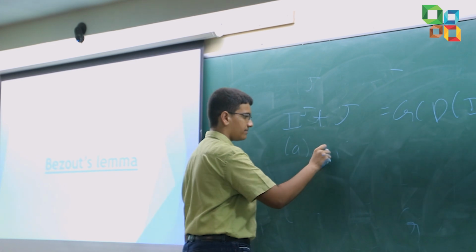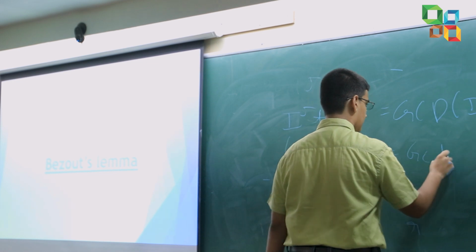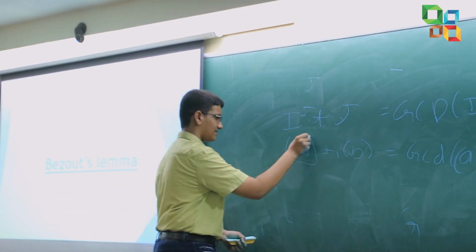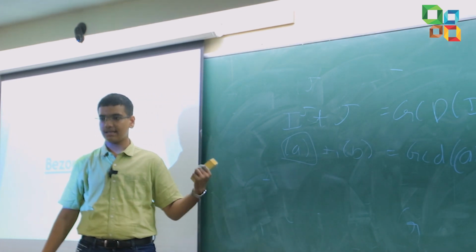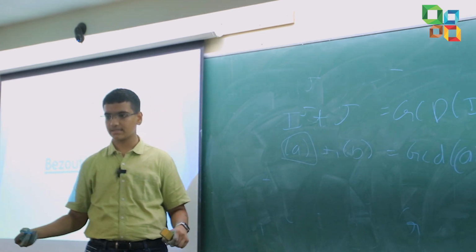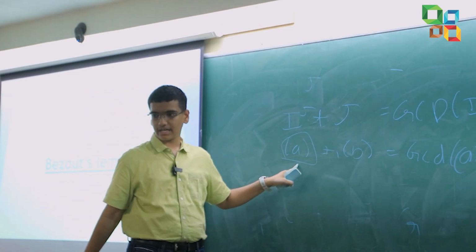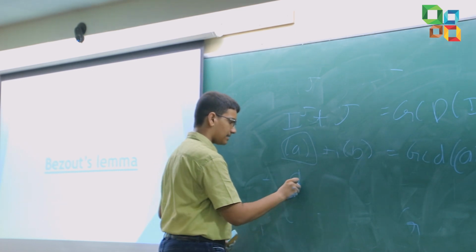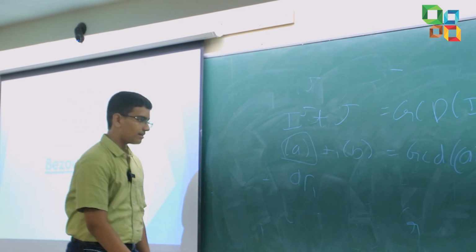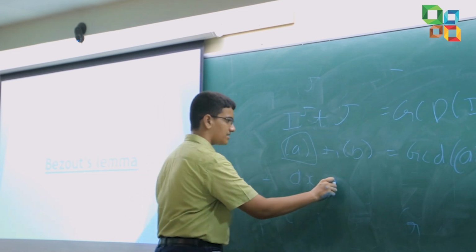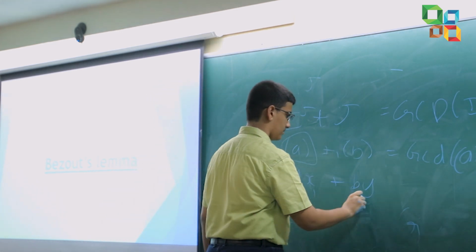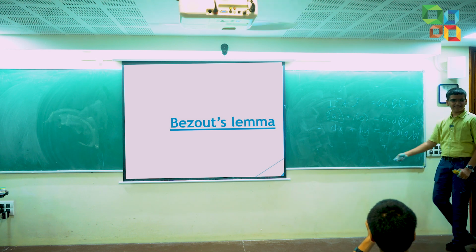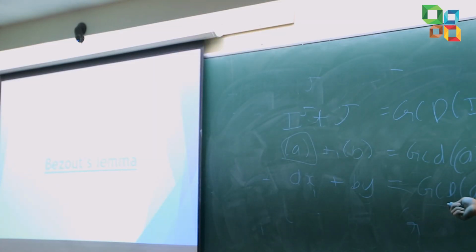How can you write this better? A plus B is equal to the GCD of A comma B. Now what does this mean? The ideal A. How did we define ideals? Multiples. So this is just multiples of A, and these are just multiples of B. That's how we defined ideals. So this is A into x, and B into y, and now this is just the GCD of A comma B. Isn't this Bezout's lemma, ax plus by equal to the GCD of A comma B?